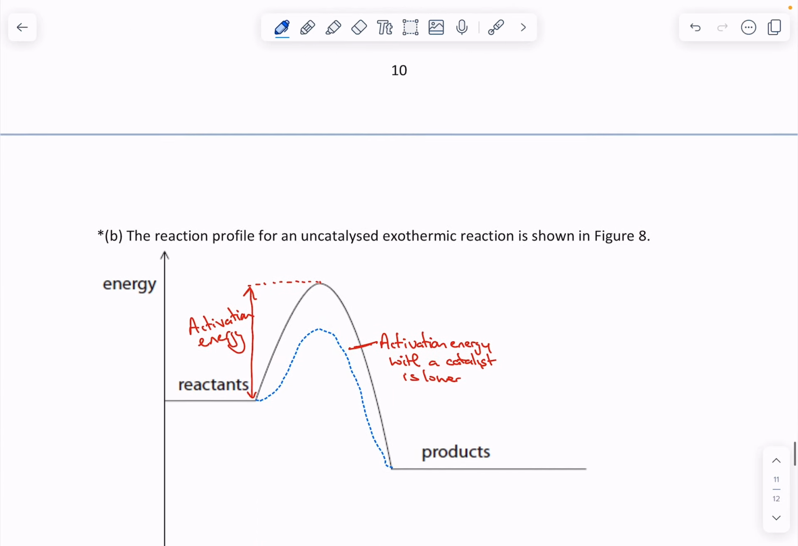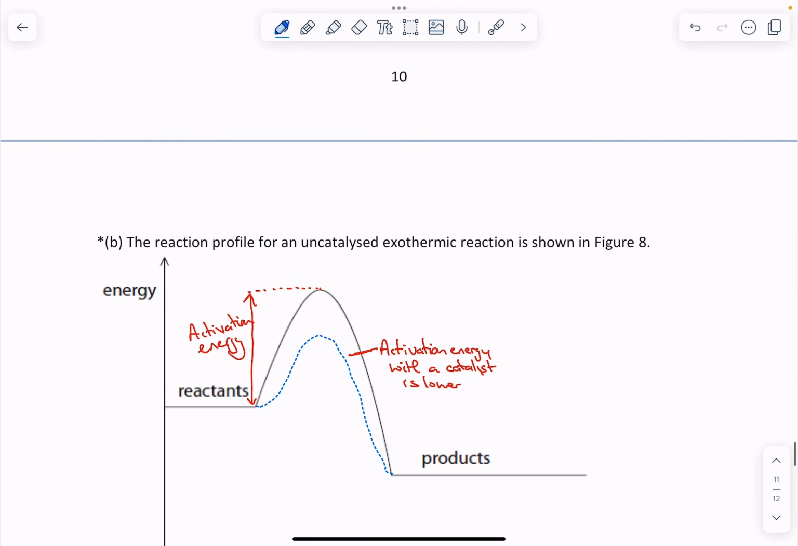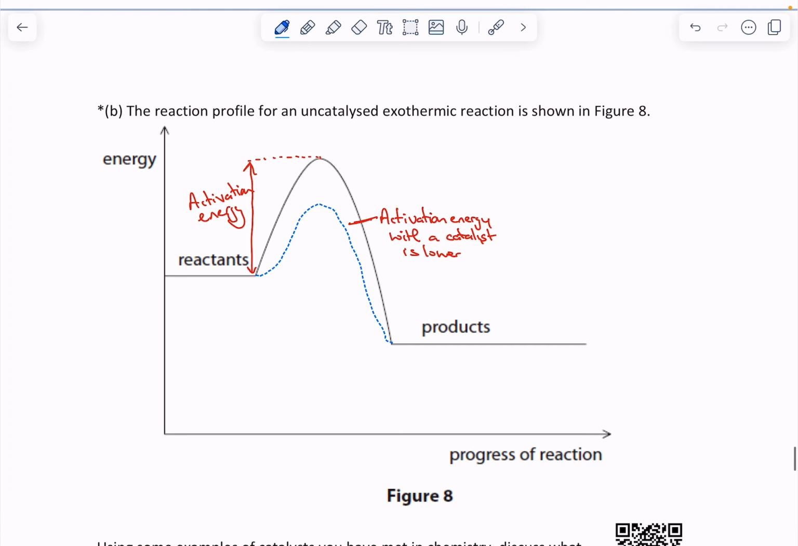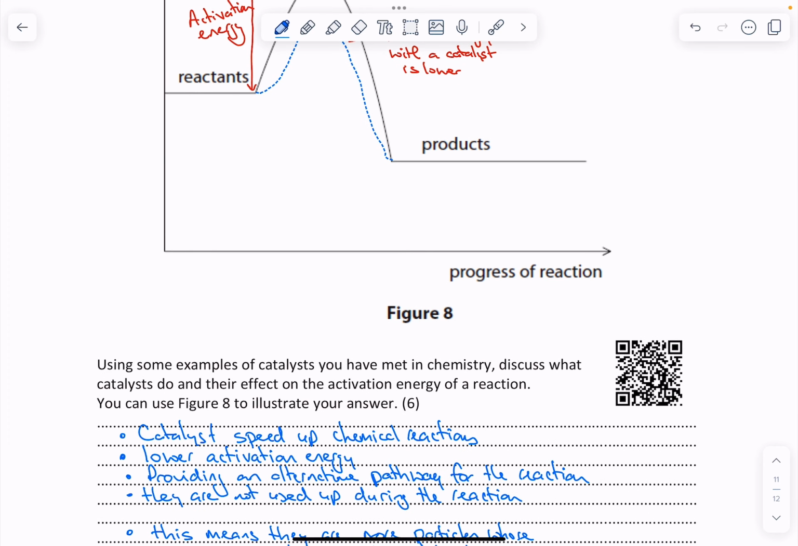Okay, and then the last question, I think it's the last question, yeah, a 6-mark question here. This is quite a good question. We've got an energy profile for an uncatalyzed exothermic reaction. It then says to use examples of catalysts, discuss what catalysts do and their effect on activation energy, and you can illustrate using figure 8 in your answer. So let's illustrate it as well.